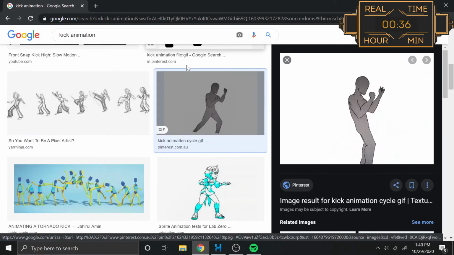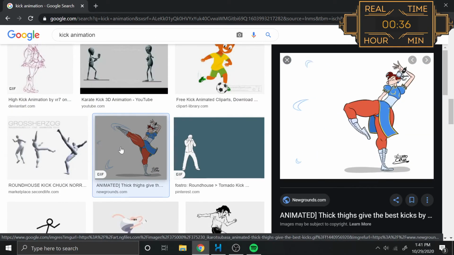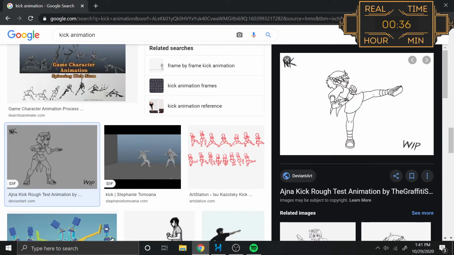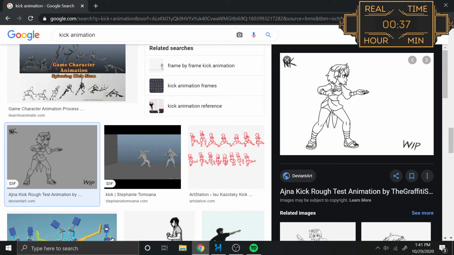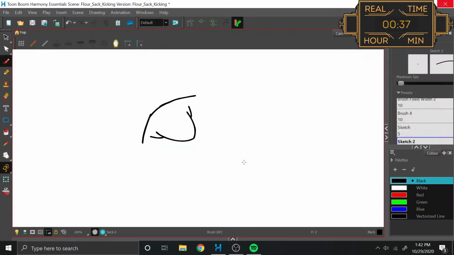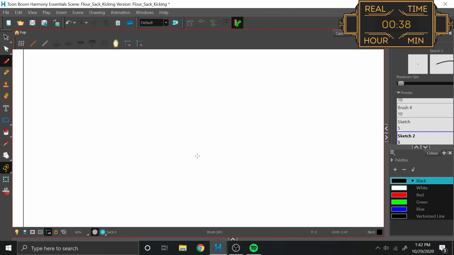I gotta say, it was validating to see that my key poses were, in theory, on the right track, but honestly, reference images of people didn't really give me much to visually work off of regarding a sack of flour, so I just decided to wing it.